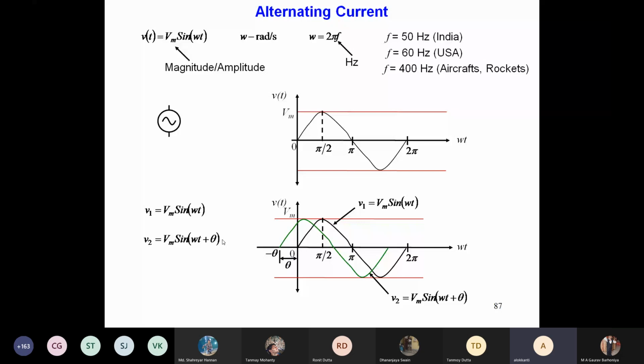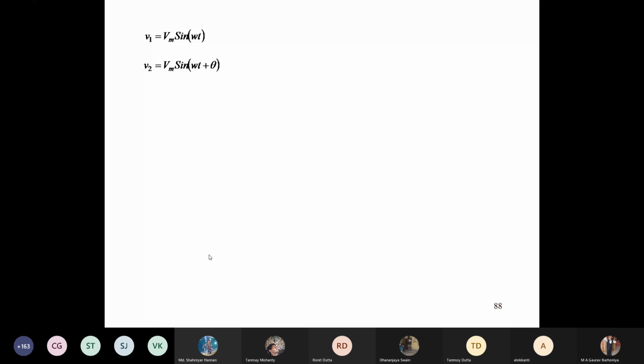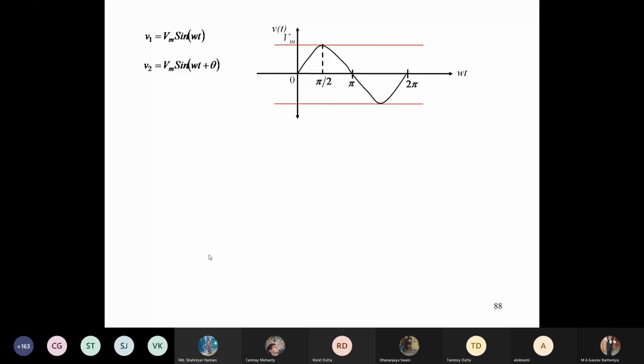This way you can have different types of voltage sources. By changing this theta, you can have several voltage sources, and obviously we have kept Vm, the magnitude, constant. But if you change the magnitude, you can have voltage sources differing in magnitude as well. Now V1 equal to Vm sin omega t and V2 equal to Vm sin (omega t plus theta). So this is V1, and this is V2.